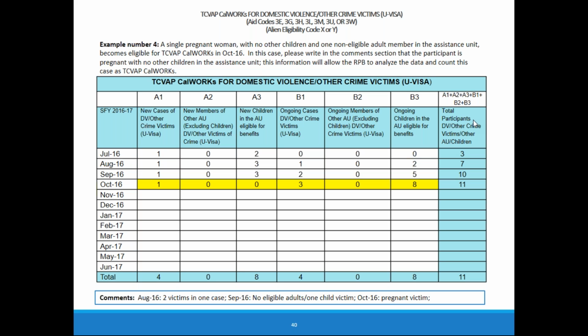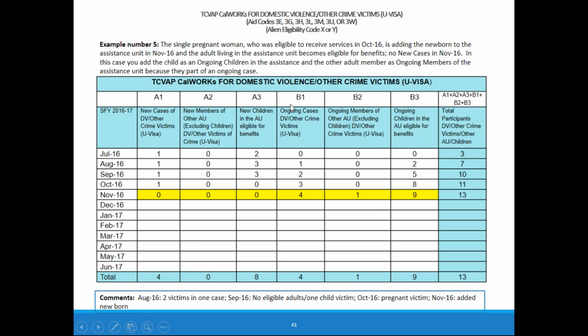On column B1, enter 3, that totals the number of ongoing cases. On column B2, enter 0, that totals the number of ongoing members living in the assistance unit. On column B3, enter 8, that totals the number of children living in the assistance unit from previous months. And write a comment to inform the RPP that there is a pregnant woman in October 2016.